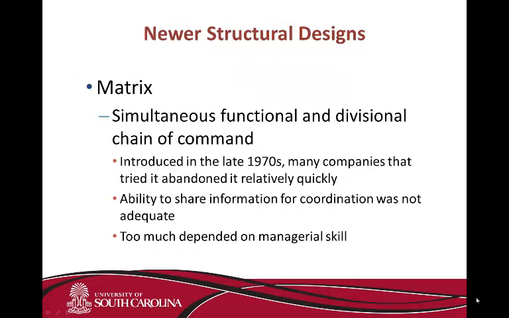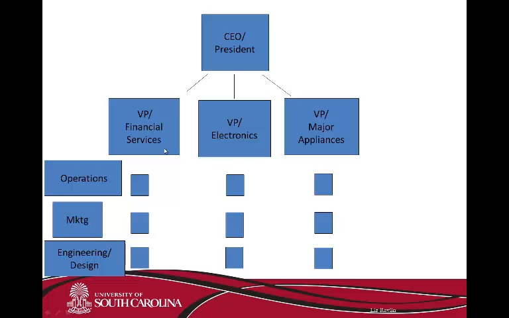So some newer ways of thinking about structure that are greatly facilitated by information technology. Matrix: simultaneous functional and divisional chain of command. Let's go ahead and look at this for just a minute. Here we have a bunch of different products across the top and a bunch of different operations down the side. That is functional areas. And these people in the blue boxes here are going to, in fact, have to report to two different people.